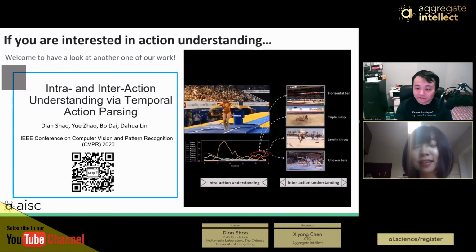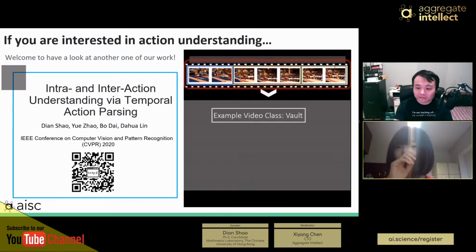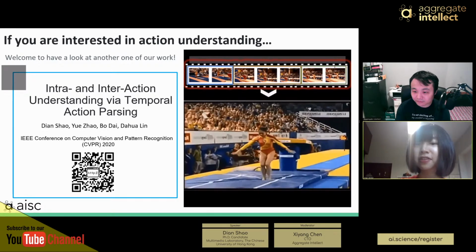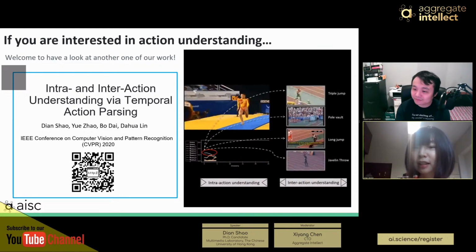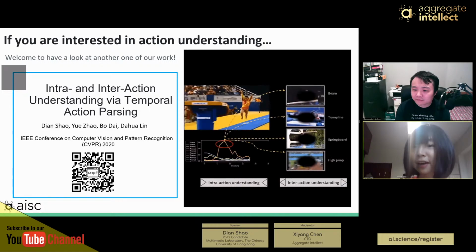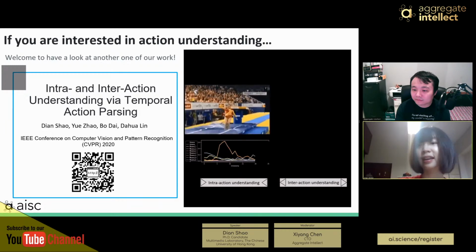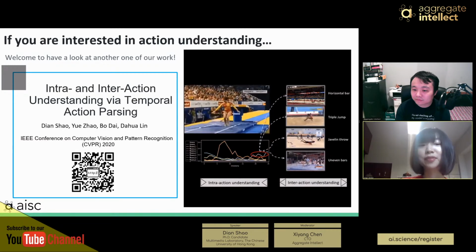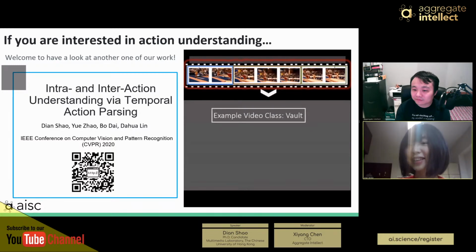I'd like to introduce a little of this GIF animation. For intra-action analysis, we can observe that a vault routine contains three stages: approach running, handspring, and then landing. For inter-action understanding, we can see that a certain sub-action may occur in different actions. For example, the salto may occur in beam, trampoline, and diving. It's also an interesting work. If you are interested, you can scan this QR code to go to our project page.